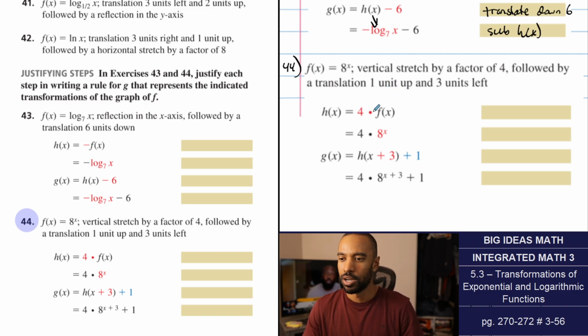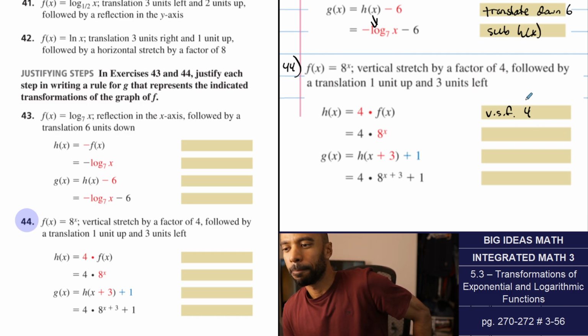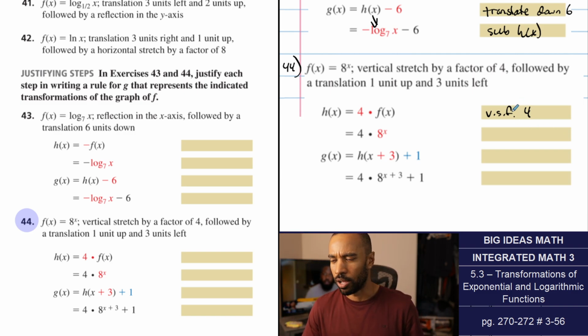All right, 4 times f of x, that is a vertical stretch by a factor of 4. Hope I didn't give myself a copyright strike by singing so well. And then we're substituting our function, or copyright claim.